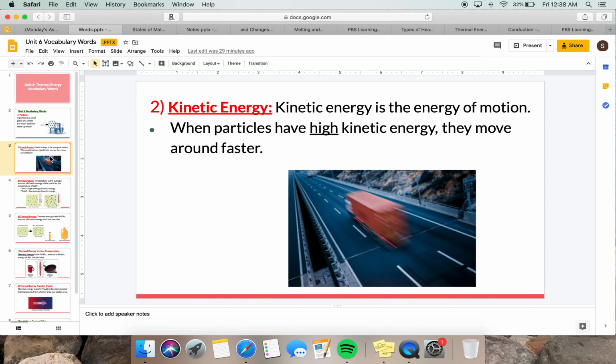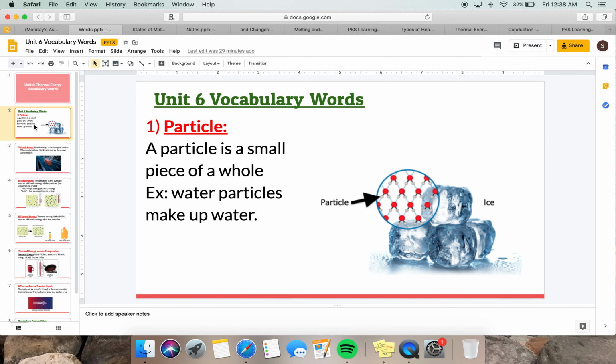Now moving on to number 2, kinetic energy. Kinetic energy is the energy of motion. So when you are running or riding a bike or walking around, you have kinetic energy because you are moving around. Kinetic energy basically is how much energy you have as you are moving. So when you think about these particles, in a solid state, these particles are not moving that much. They are not vibrating that much. So you would say that these particles have low kinetic energy because their kinetic energy is not high. They are not moving around that much.